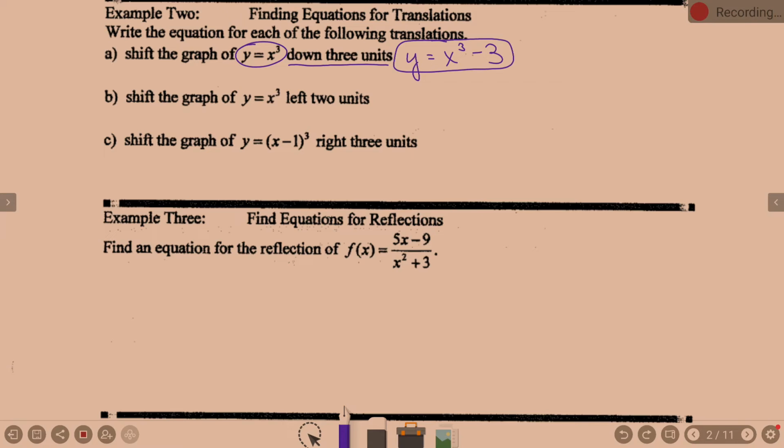Okay, B. Same graph, y equals x cubed, except this time, left 2. Thoughts on how to write this? Put x cubed and plus 2 in parentheses. Okay, how did you say that, Kylie? X cubed plus 2 in parentheses. Like this? Yes.